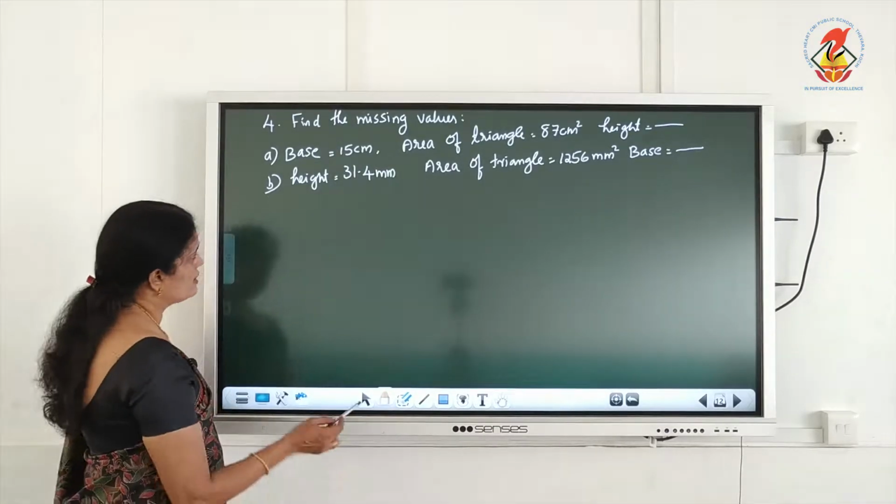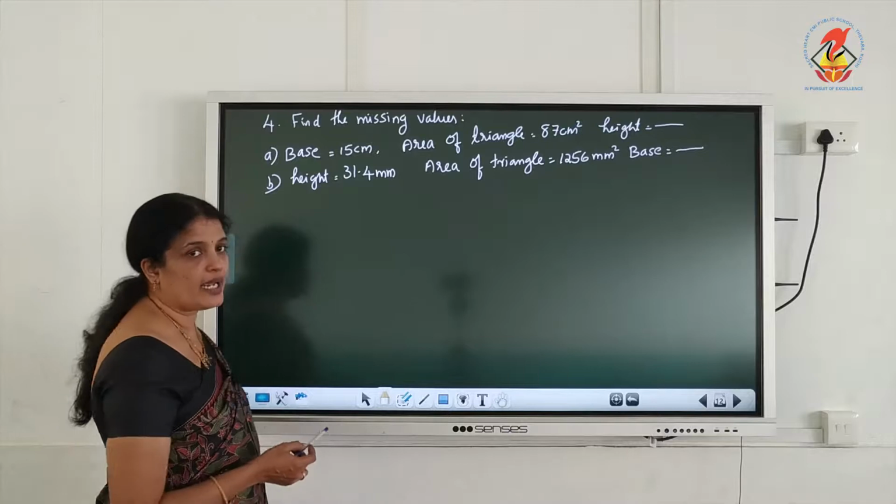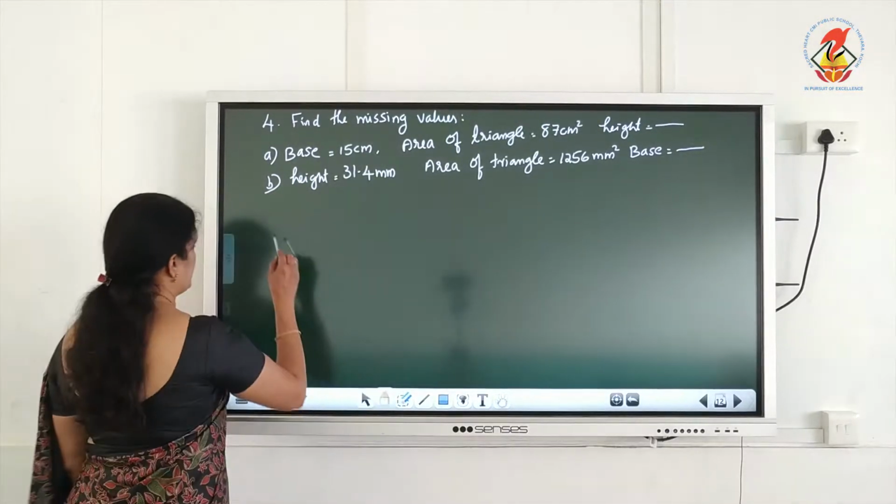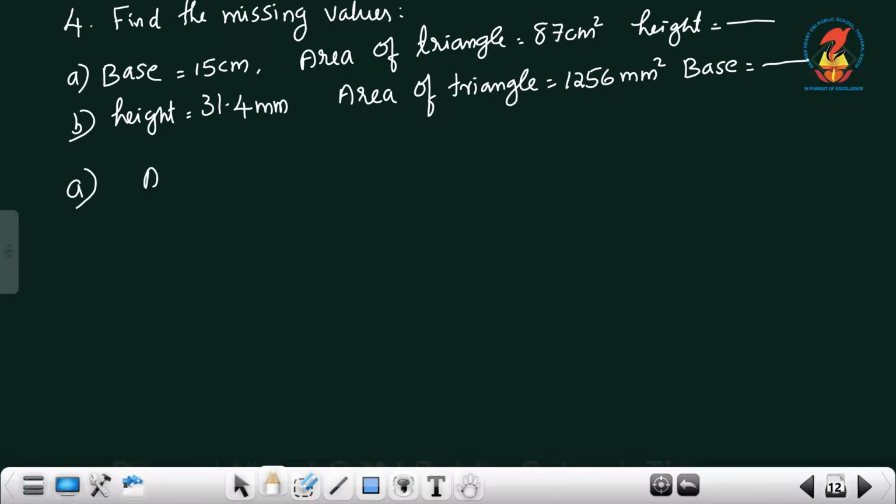Okay, here the same thing. What's the area of triangle formula? Half into base into height. First we have to write that formula. Okay, area of triangle equal to half into base into height.